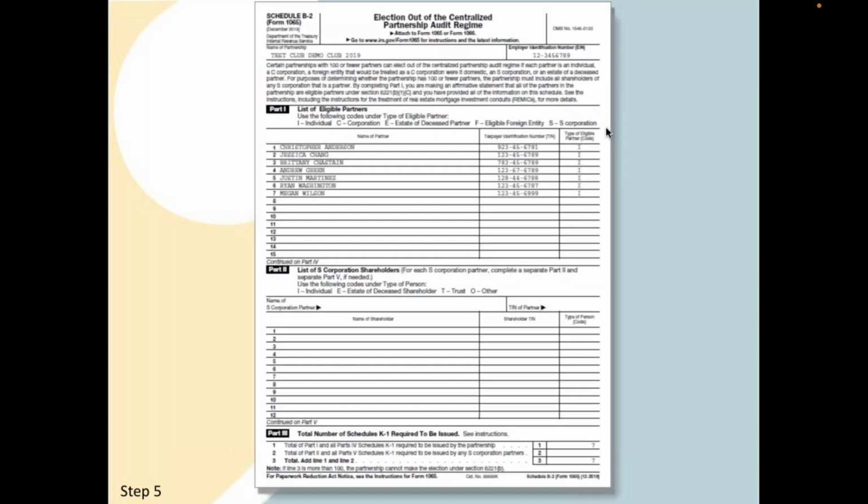There will also be some supplemental forms that your club may have. For example, if your club is opted out of the CPAR partnership audit requirements, you'll have a form called a Schedule B2. It lists all of your club members, their tax IDs, and the type of entity they are. For investment clubs that can use bivio, these should all be listed as I for individual.